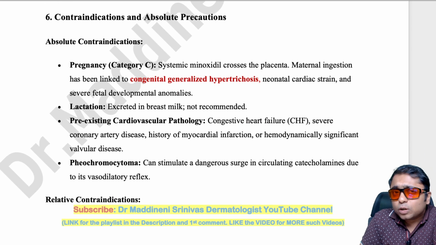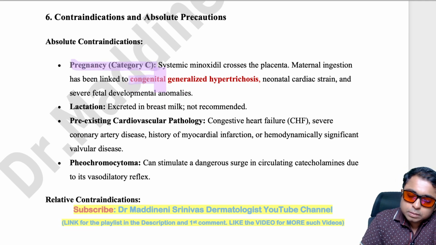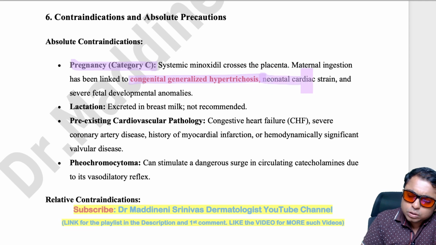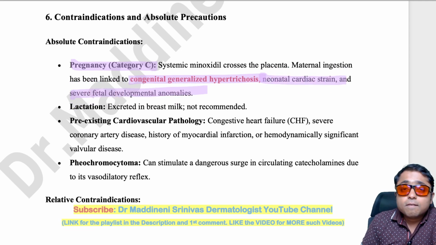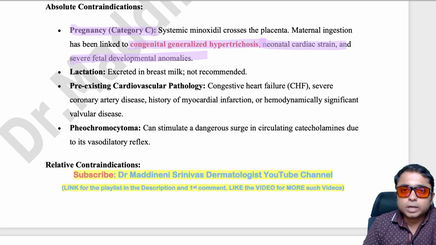Okay. And what are the contraindications which you must be definitely aware of? Pregnancy, it's a category C medication. So we should not use this because it may cross the placenta and may produce the generalized hypertrichosis in the fetus, in the newborn. It could also cause cardiac strain in the neonate, and also it could cause severe fatal developmental anomalies. So that is the reason why in pregnancy this is absolutely contraindicated.